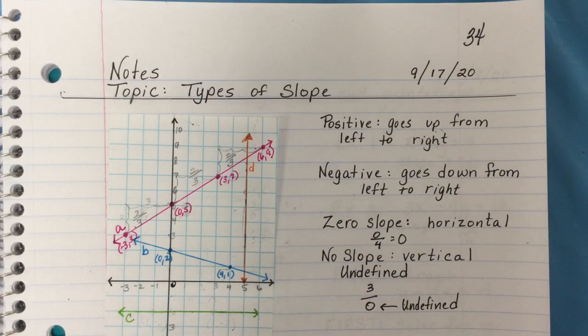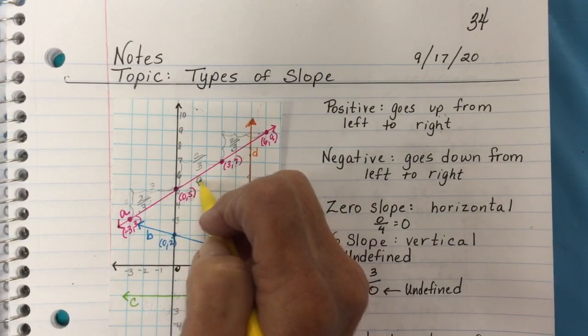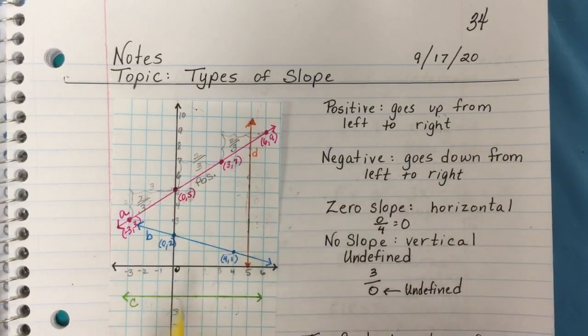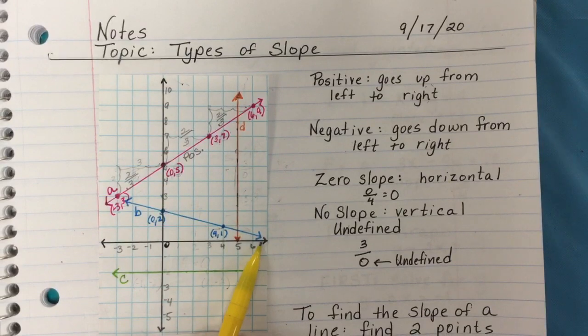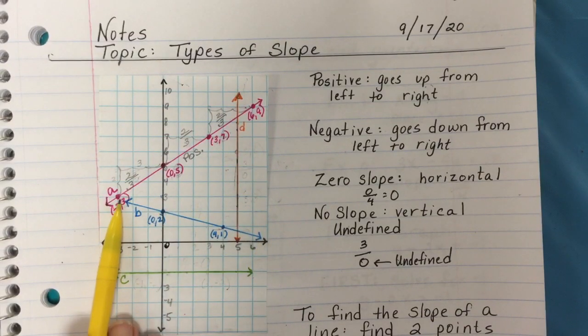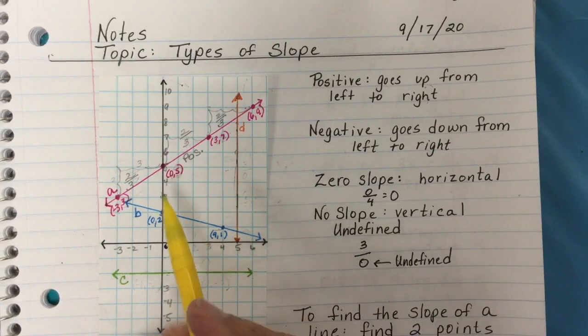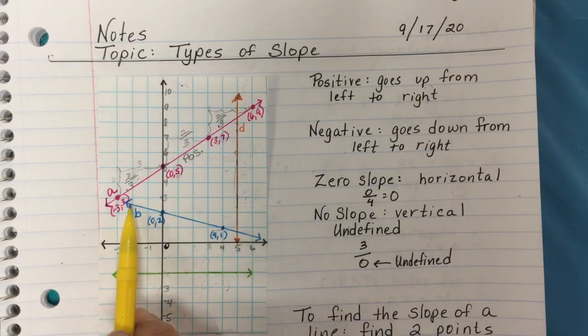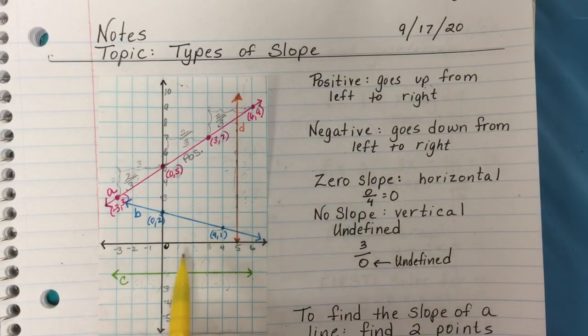Now let's look at a negative slope. Hold on, let's label this one positive, just to remember. Negative slope goes down from left to right, like this blue line does. If I run from the left side of the graph to the right, it is going down. So let's calculate our slope, and you're going to see that our answer is going to be a negative number.